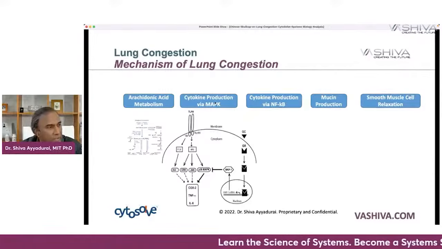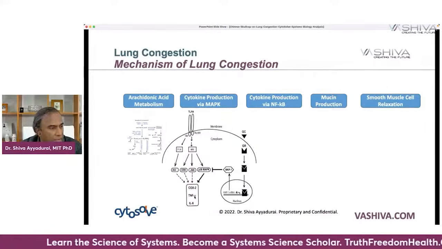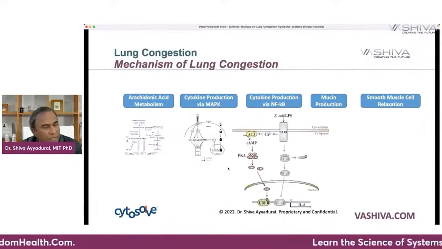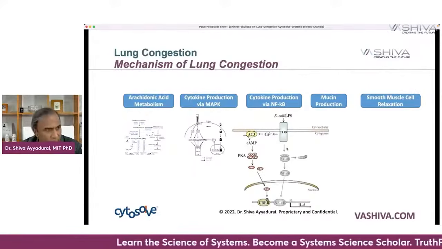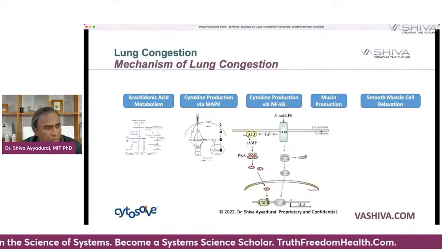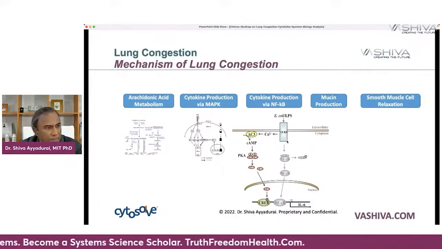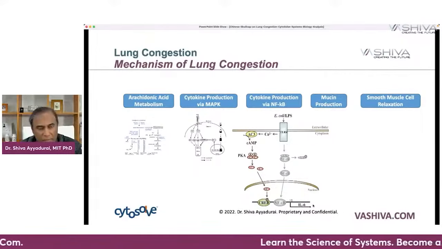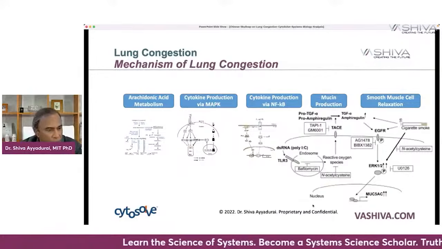Another mechanism is called cytokine production. Now the cytokine we're looking at here is IL-6. You can look at also TNF-alpha and COX-2. These are cytokines, but they're being produced through this pathway through what's called MAPK. Another pathway that's involved in lung congestion is through NF-kappa beta here. This is the cell wall. This is the cytoplasm, and then NF-kappa beta crosses the nuclear membrane, and here you get IL-6, which is another inflammatory cytokine. And then you have mucin, mucus production, right?